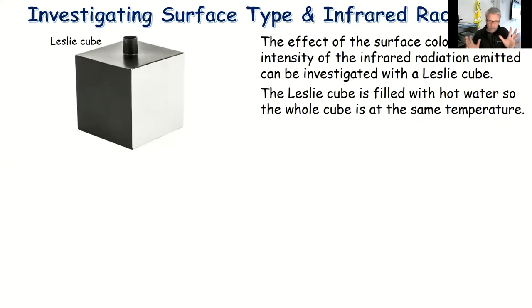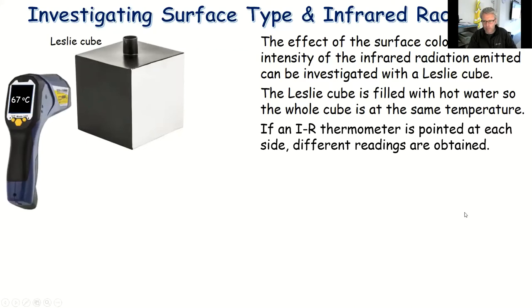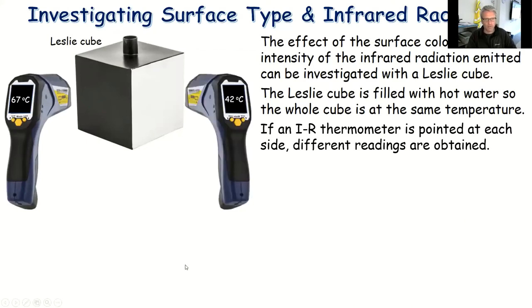And if you were to then touch the walls of the Leslie cube, the heat would then conduct through each of those walls at the same rate, and you would burn your hands wherever you held it. However, if you held your hands on different sides, not touching, but close to different sides, you would feel a very definite difference. So if we put an infrared thermometer on either side, you can see that if it was facing the black side, we would get something like 67 degrees, whereas on the white side, it would be 42 degrees.